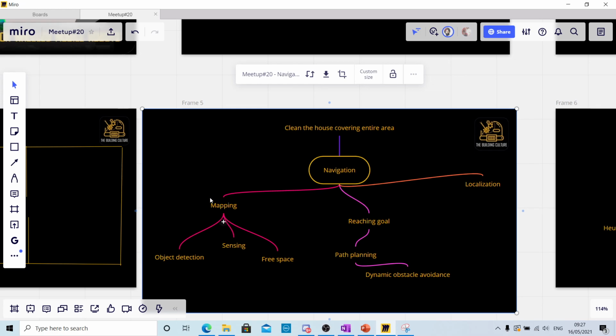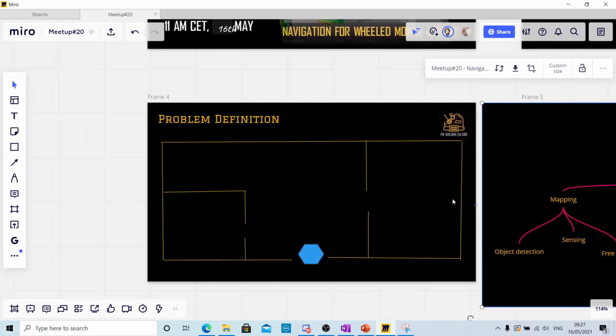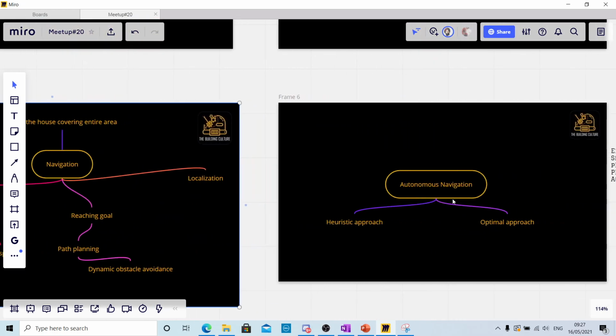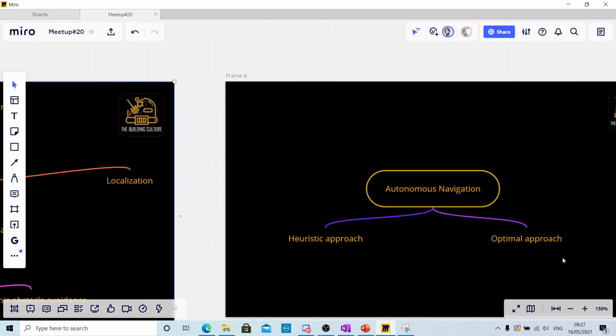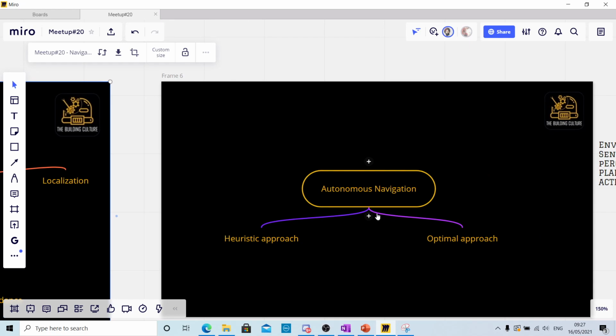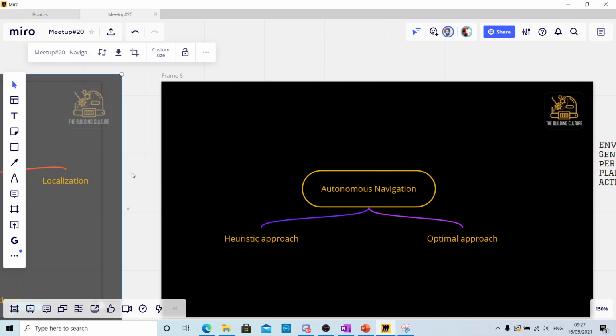How can the robot learn to localize itself in an environment? How can the robot know a map of the environment? So now here again, I'll share a few things about autonomous navigation considering this particular problem. For autonomous navigation, we have two approaches. One is a heuristic approach, and the other is the optimal approach.